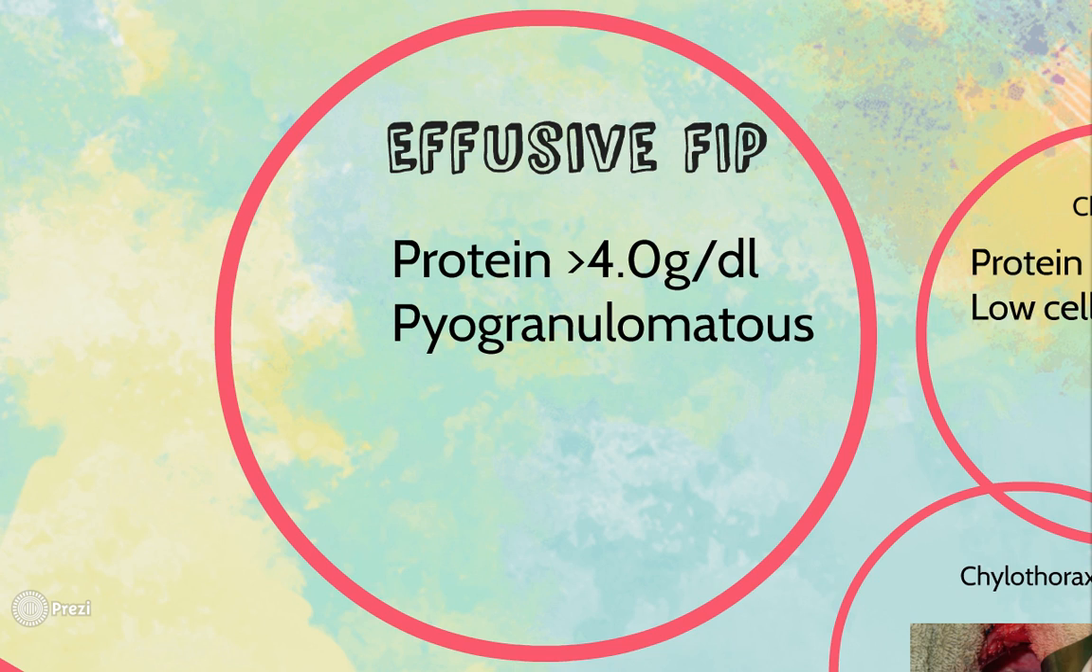If a cat is suspected of having FIP, you can run some antibody tests, and the cats that do have FIP have a very, very high feline coronavirus antibody titer. So it's at least 1280 or above.